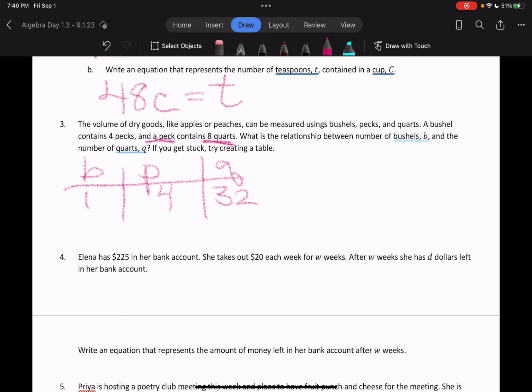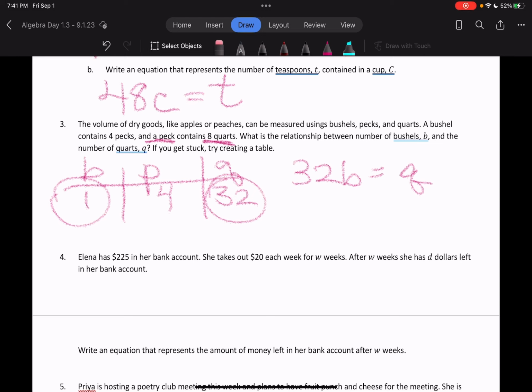So it says, what's the relationship between the number of bushels and the number of quarts? That means that 1 bushel is 32 quarts. So our relationship would be 32 times the number of bushels gives us the number of quarts. So if I said there's 1 bushel, we would have 32 quarts. 2 bushels, there'd be 64 quarts, and so forth and so on.